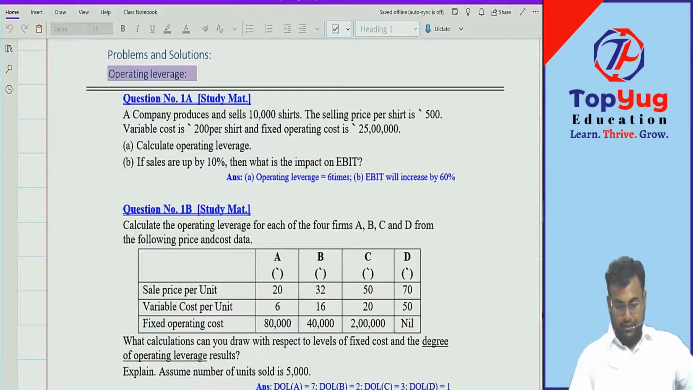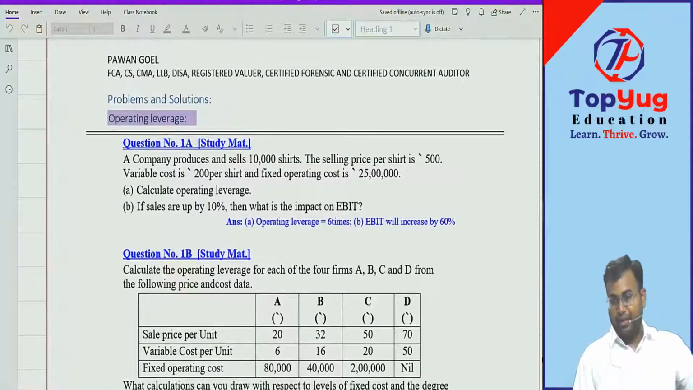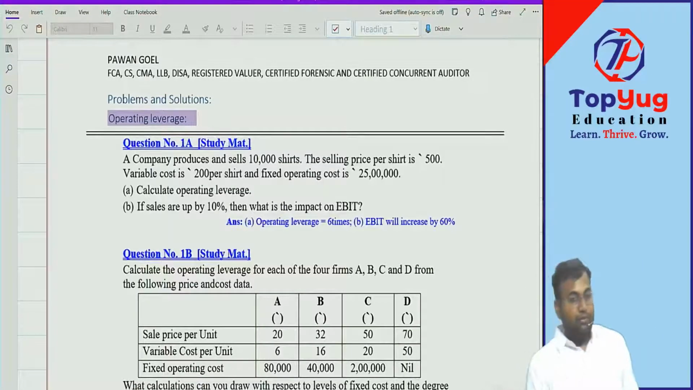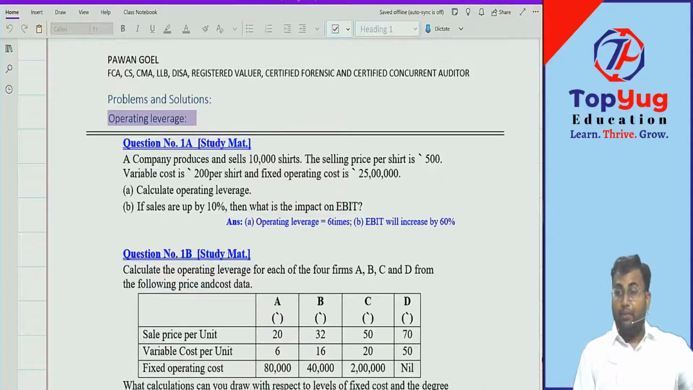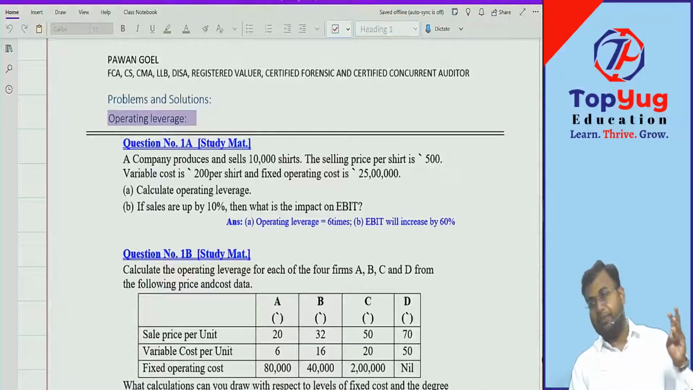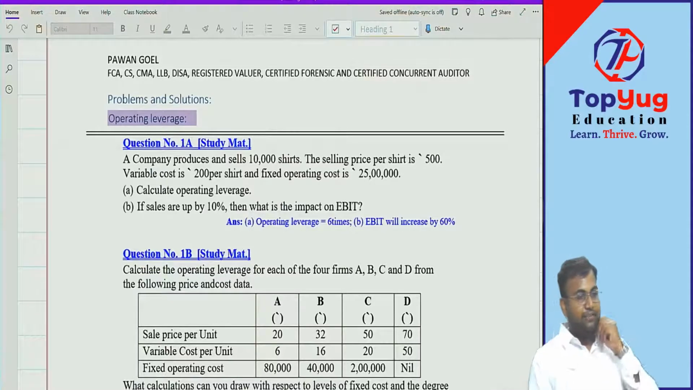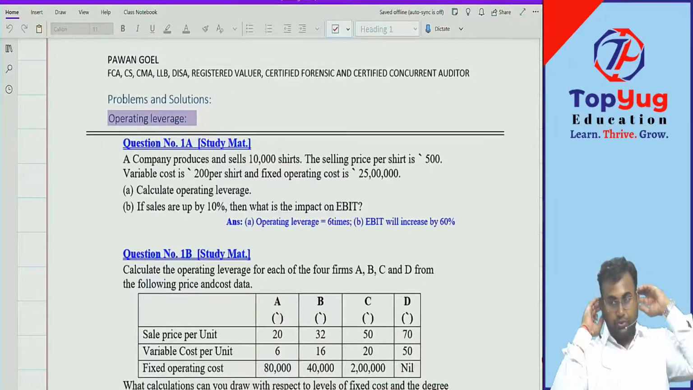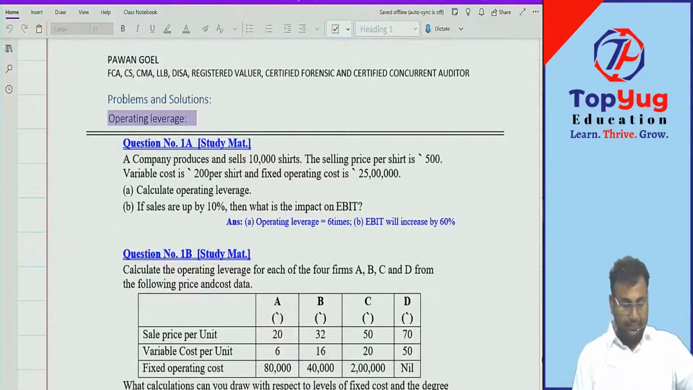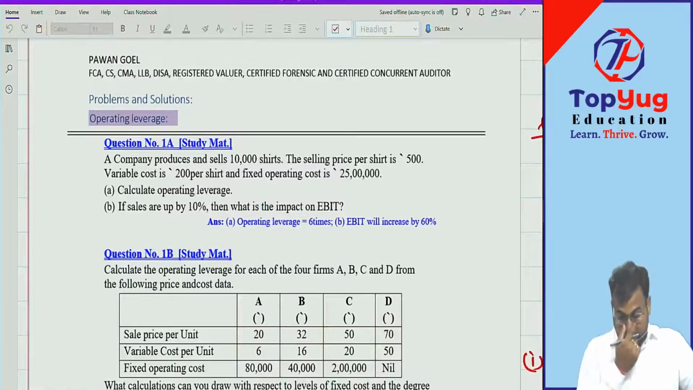Let us start with the problems part of leverages now. We had a very strong introduction of how leverages are calculated, what their purpose is, and how they help us measure risk and compare companies and businesses over a period of time. With that understanding, we have divided our problems into four segments: operating leverage problems, financial leverage problems, combined leverage problems, and all leverages put together in a single problem. With this, let us restart with problem number 1a.